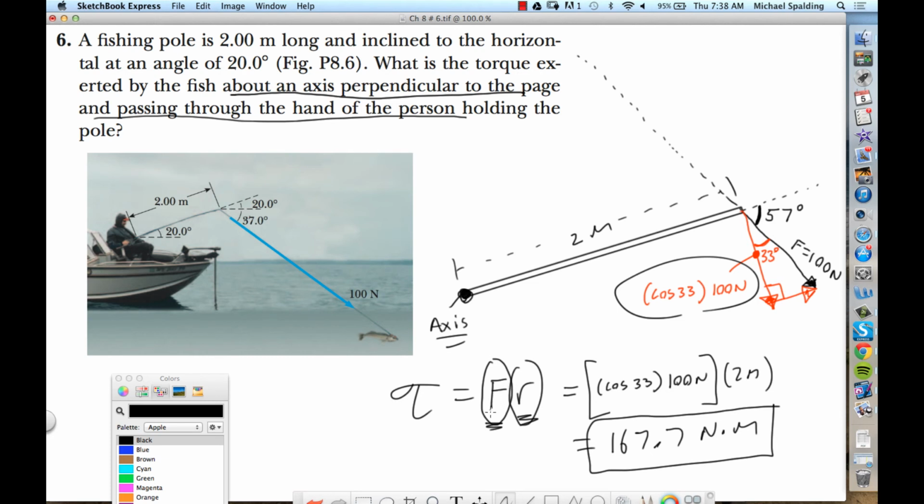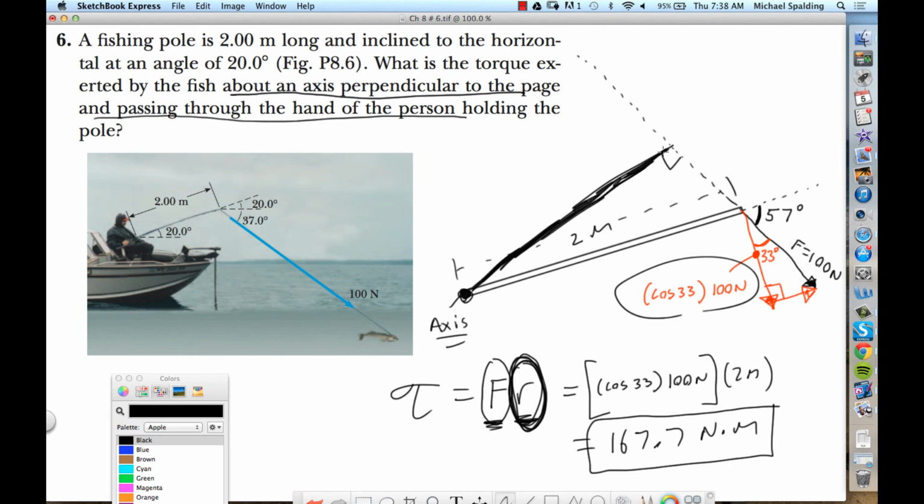So torque is force times distance. What's the definition of this distance? It's measured from the axis, and it's got to be perpendicular to the force. So look, you can go like this. Bam! This distance right here is perpendicular to the force.